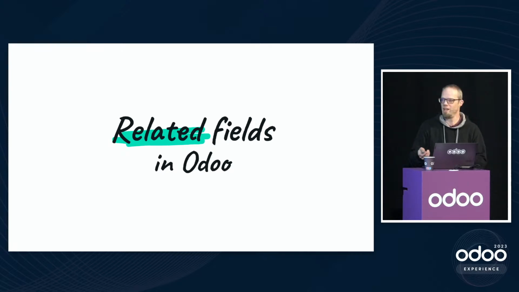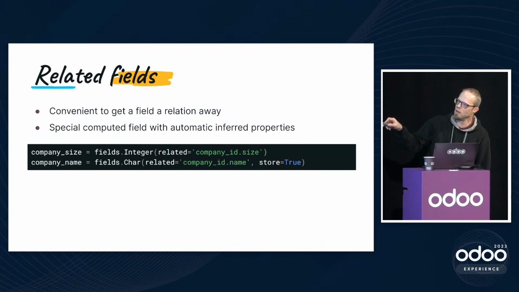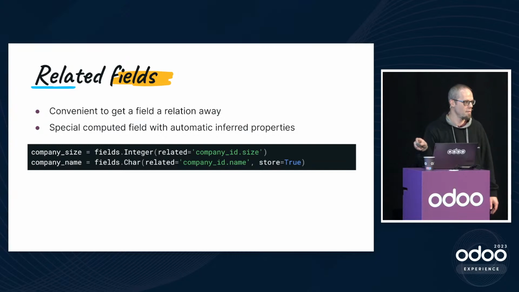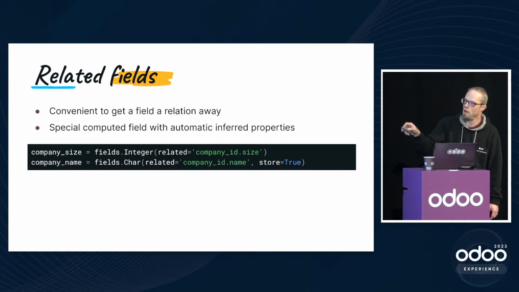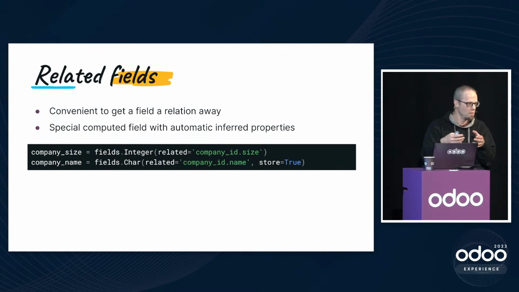We have something called related fields. Essentially, it's a special case of computed fields, but that's very convenient. It's basically the value of a field that's one or several relations away. Here, for instance, you're traversing a foreign key and picking the field size on the other model, and that's what you call the company size. Same for company name. And related fields, you can define them as a compute method pretty easily, and it's almost the code you would use.